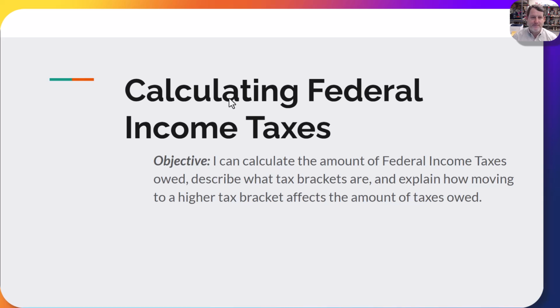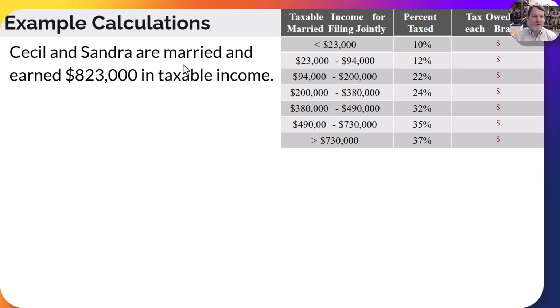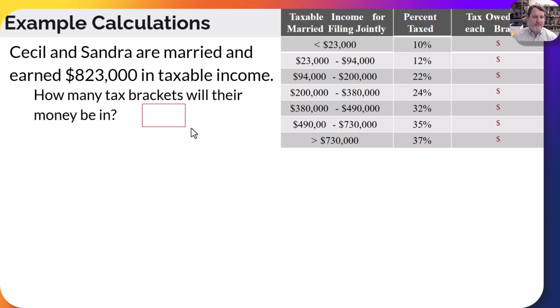Let's get started. So our first example is going to take on Cecil and Sandra, sorry. They're married and they earn $823,000 in taxable income. Notice the table on the right here has a bunch of different numbers than what we've been working with before, and that's because this is the married filing jointly column, and these are roughly double the single column. So when two people get married and file jointly, their tax burden is basically just shared between the two of them.